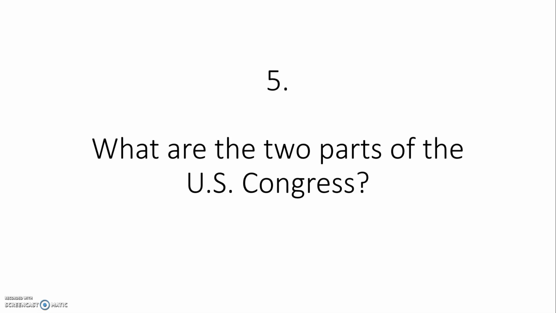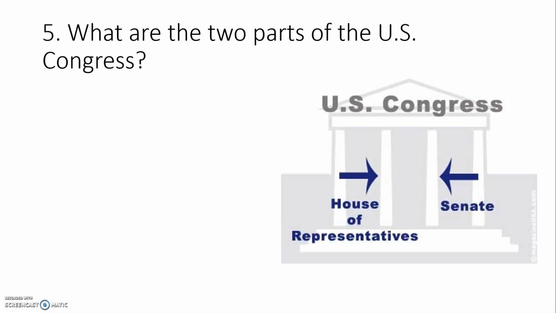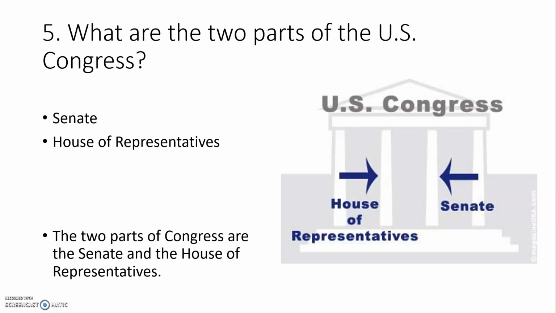Number 5, what are the two parts of the U.S. Congress? The Senate and the House of Representatives. The two parts of Congress are the Senate and the House of Representatives.